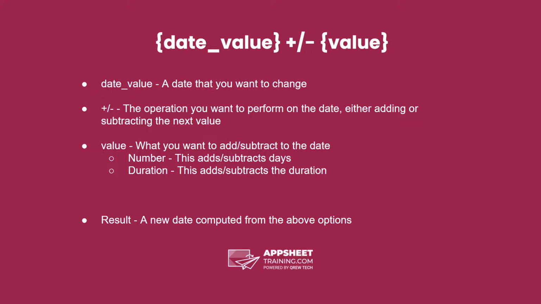The syntax for these types of expressions generally looks something like this. A date value, which is the date you want to change in some way, the operation you want to perform, either adding or subtracting a certain value, and the value you want to use to change your date. This is going to be either a number or a duration, and it's going to either add or subtract the number of days or the duration that you want to change the date. The result is a new date computed from the information above.